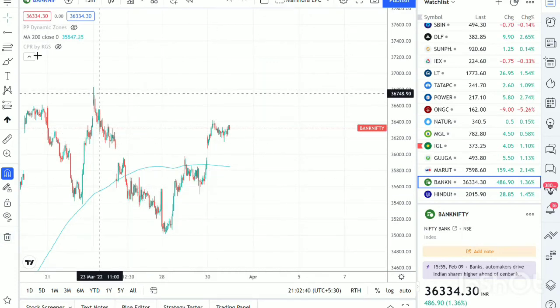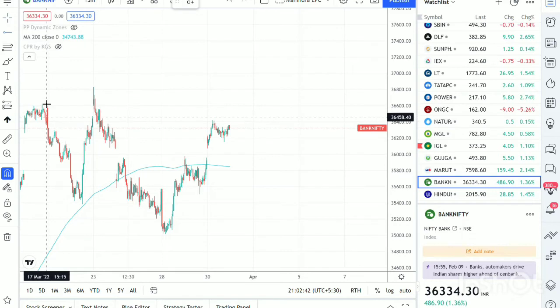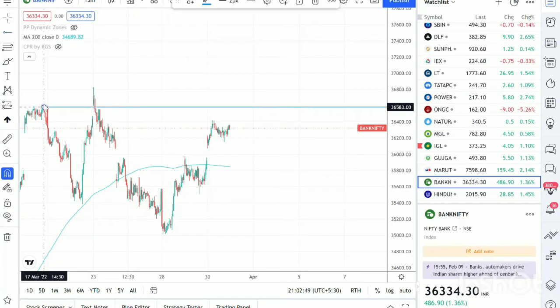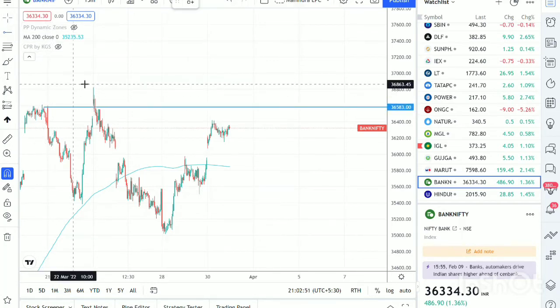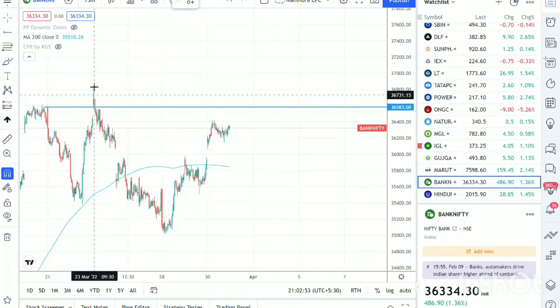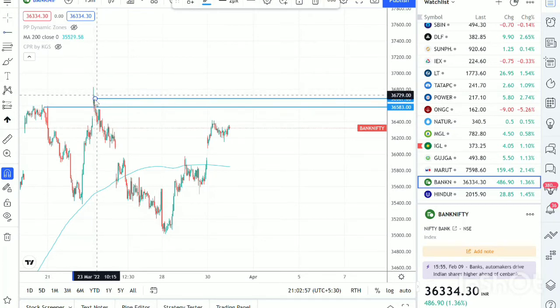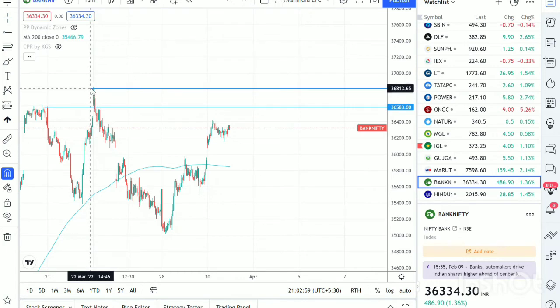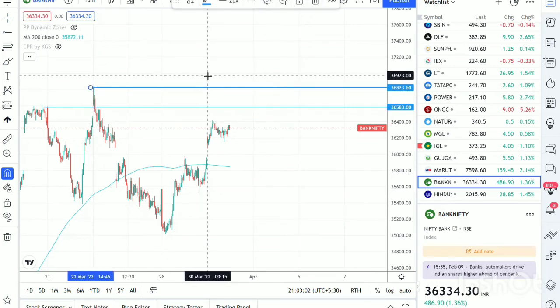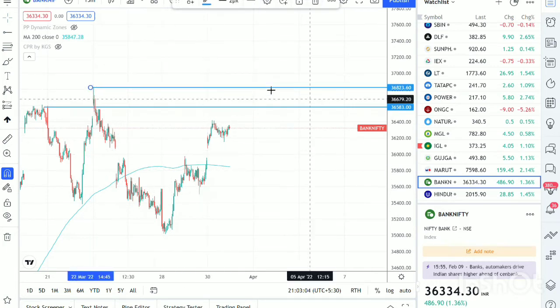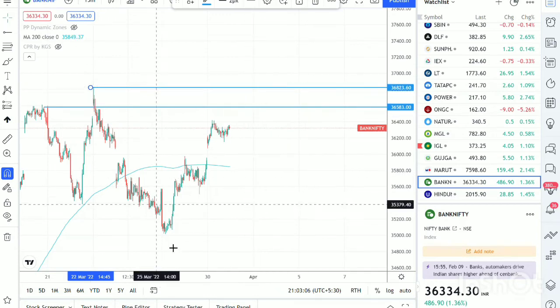From tomorrow's point of view, we can directly see there was a resistance earlier in this area, which is 36,500 area. And what will be the resistance that we are facing near about this area? It's 36,800. Sorry, 36,800 was the resistance area that we saw earlier before this.